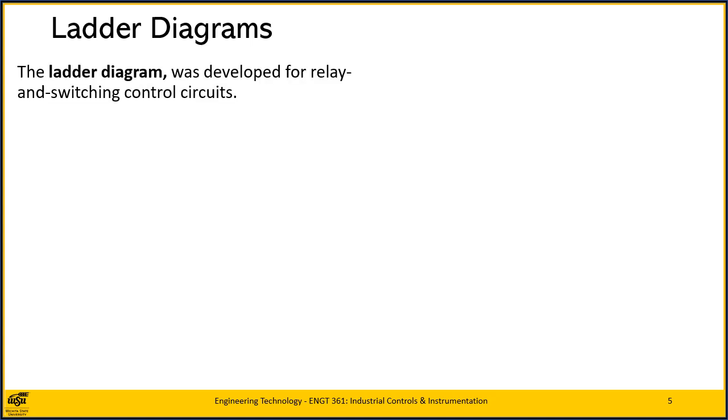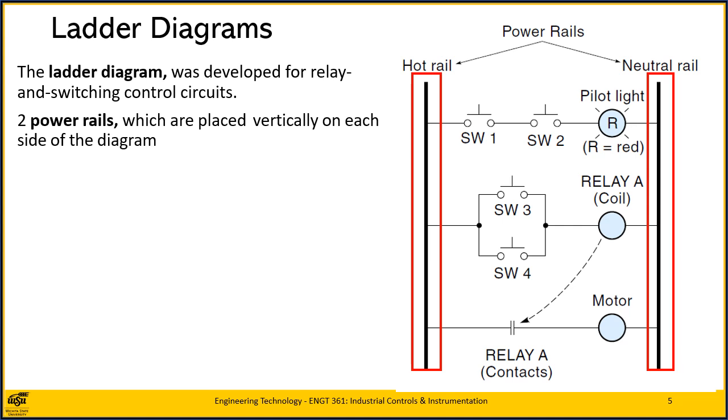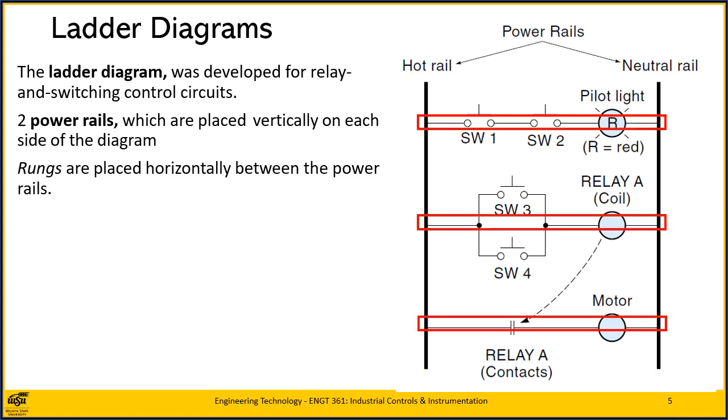Eventually, the ladder diagram, a special type of wiring diagram, was developed for relay and switching control circuits. This drawing shows a ladder diagram. Notice it resembles a ladder. The ladder diagram consists of two power rails, which are placed vertically on each side of the diagram, and rungs, which are placed horizontally between the power rails.